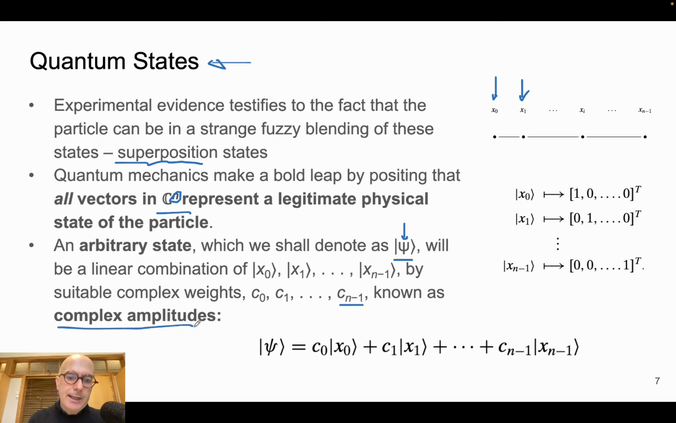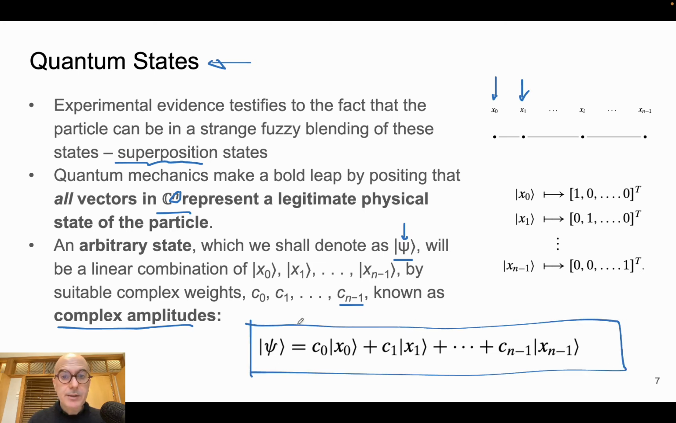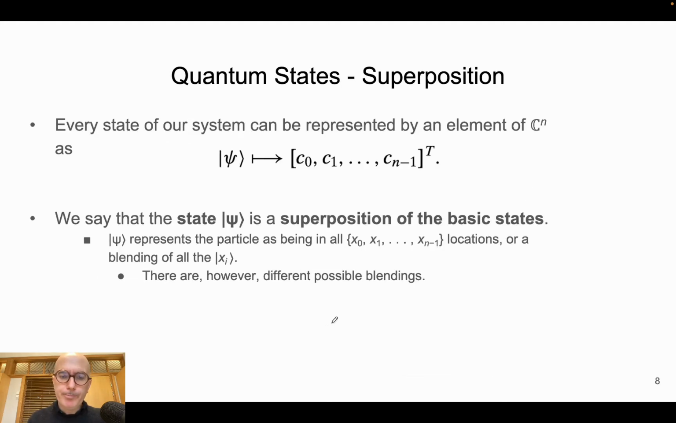The important part of this slide is this final equation, which basically tells us that a quantum state called psi can be represented by using different quantum states, x0, x1, until xn minus 1, in a linear combination of these states, where each weight of the state is expressed using a complex number that is also called a complex amplitude.